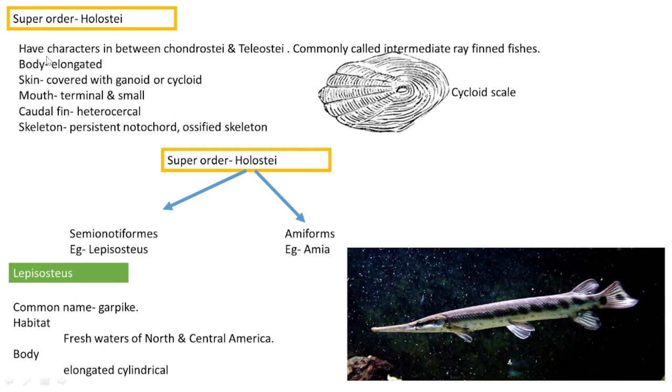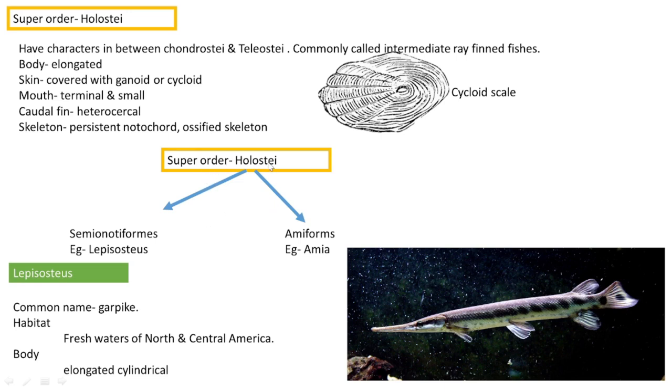Next is superorder Holostei. They have characteristics between the Chondrostei and Teleostei. Its character stood between those. Commonly they are called intermediate ray finned fishes. Body, how? Body is elongated and the skin is covered with the ganoid or cycloid scales. Mouth is terminal and small. Caudal fin heterocercal. Skeleton, persistent notochord is there. Some ossification, ossified skeleton is present.